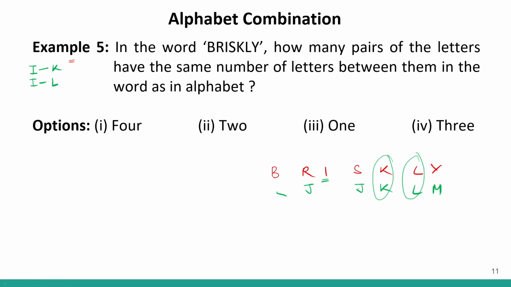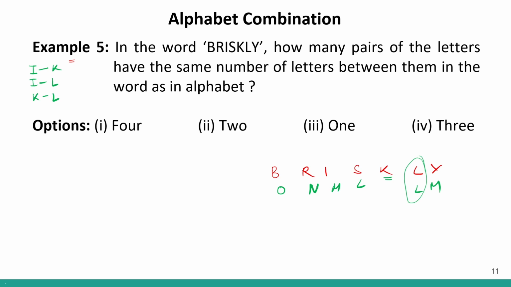So, let us check for S. After S, we have T, U, V. Similarly, T, U, V. Anything common? No. So, let us move on to K. After K, what do we have? After K, we have L, M, N, O. L, M. Do we see anything common? Yes, this is common. So, the next pair would be K, L.